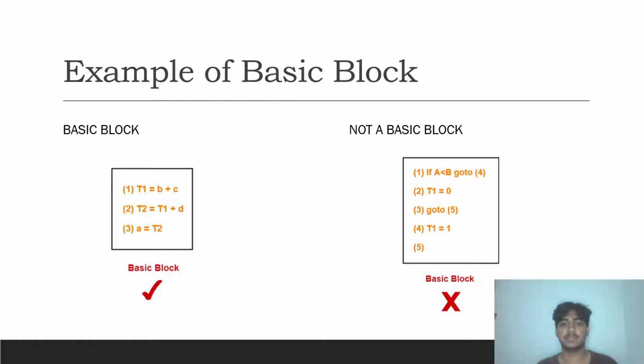So let's talk about a basic example. On the left, this is a basic block because all the instructions are executed in a sequential manner. There's no flow loss. Whereas the example on the right is not a basic block. Why not? Because if you notice line 1, if a less than b go to 4, the flow of control is being shifted from statement 1 to statement 4, and that interrupts the regular flow. So this cannot be considered a basic block. A basic block should be linearly executed. We will talk about how to convert this non-basic block into a basic block in the next slide.